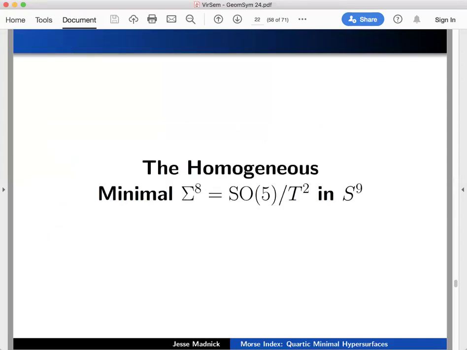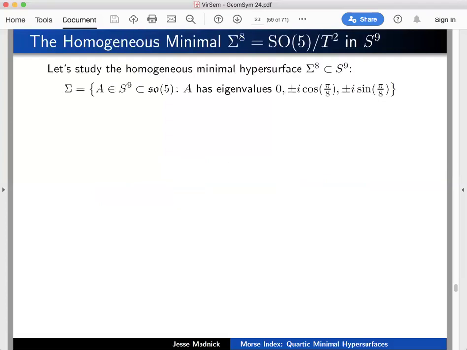But in my remaining time, let me illustrate a little bit more concretely at least steps 1 and 2 of the method, and let me talk about this very beautiful 8-dimensional minimal hypersurface in the 9-sphere. So I want to think of R^10 not as R^10 itself, but as little so(5), the set of 5 by 5 skew-symmetric matrices. And so S^9 is the set of those matrices with norm 1.